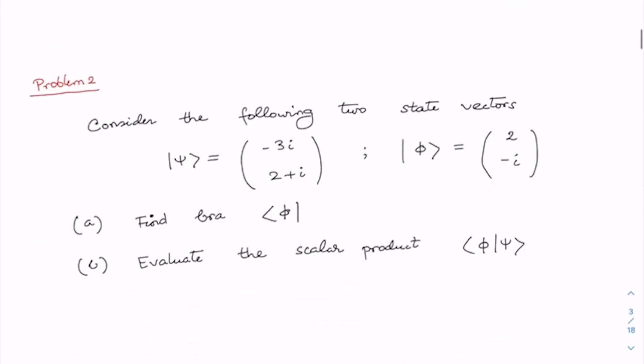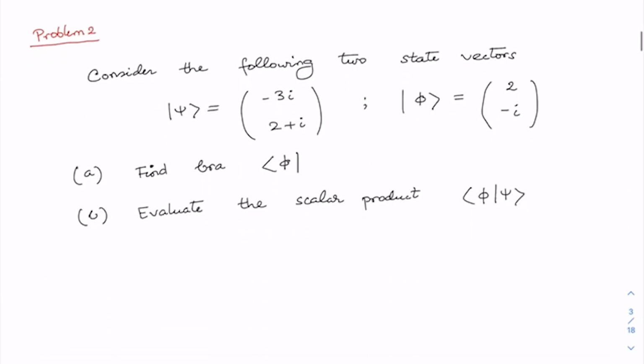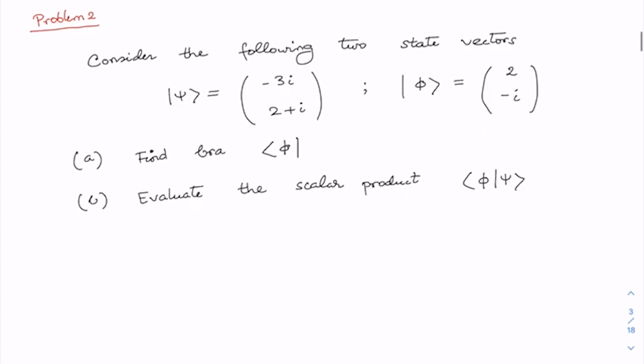Now let us consider this problem. It's a simple problem. Consider the following two state vectors. |ψ⟩ is a column vector. Its elements are −3i and 2 + i, and for |φ⟩ the elements are 2 and −i. You are asked to find the bra φ, and in the second part you are asked to evaluate the scalar product of these two state vectors. So let us do it.